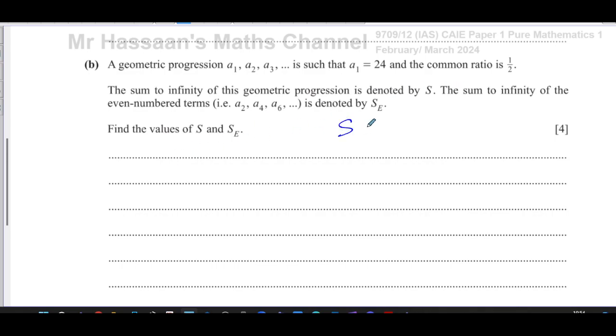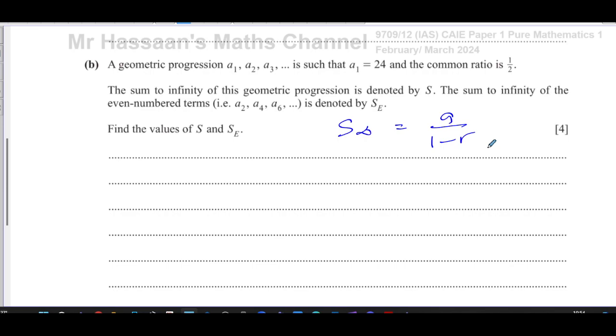We know the sum to infinity of any geometric series is given by the formula a over 1 minus r. Now what is the sum to infinity? It's the sum of a geometric series when the magnitude of the common ratio is less than 1, such that the subsequent terms keep getting multiplied by a number that's smaller than 1, so the terms get smaller and smaller and smaller.